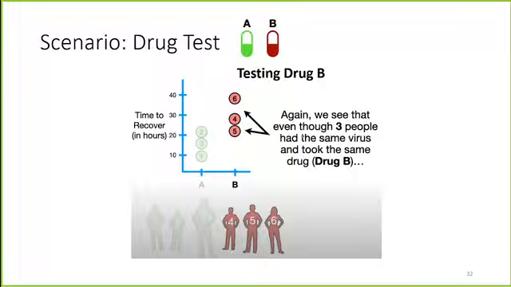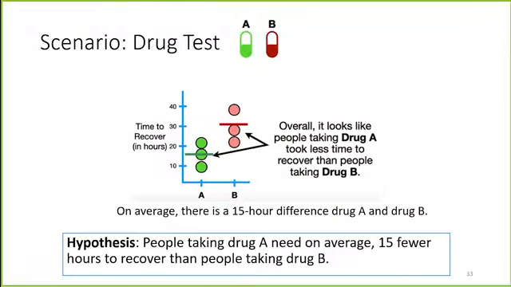So usually what do we conclude? We usually use the average, right? So let's say the average time to recover for drug A is about how much? 15 or 16. Okay. The average hours for drug B is about 30 or 31. Okay. That means on average there is about a 15-hour difference between drug A and drug B.